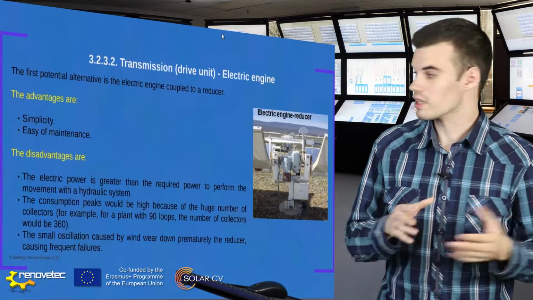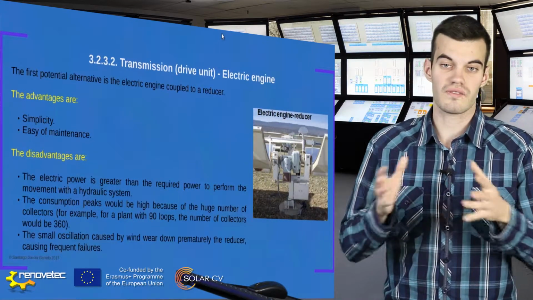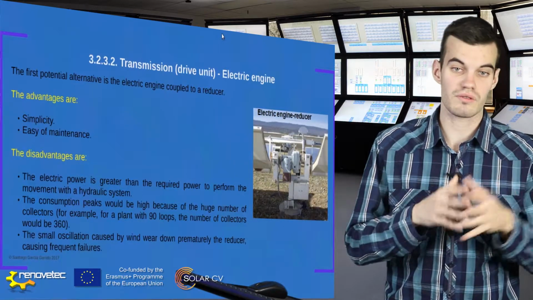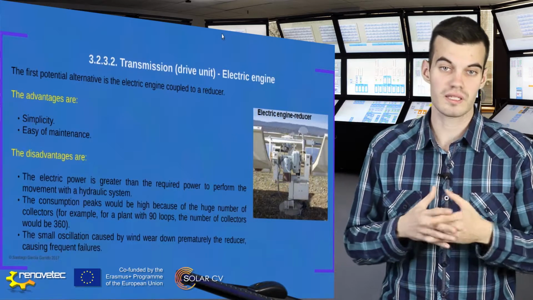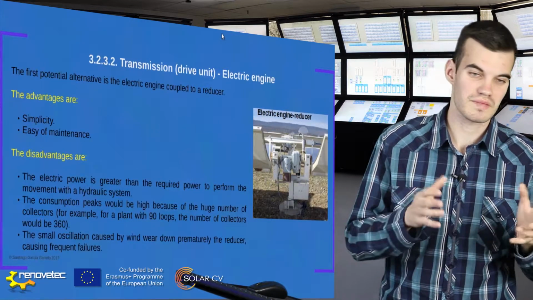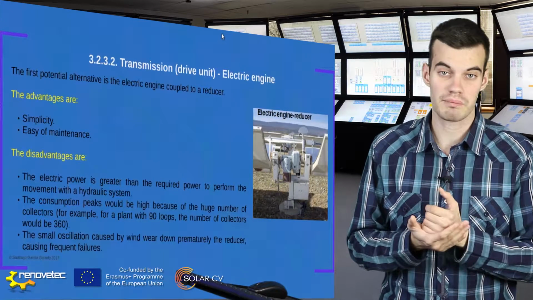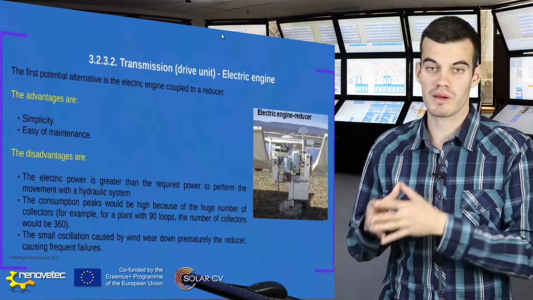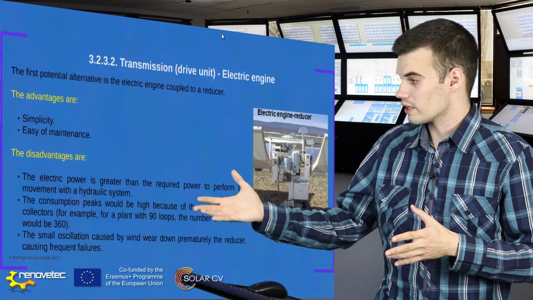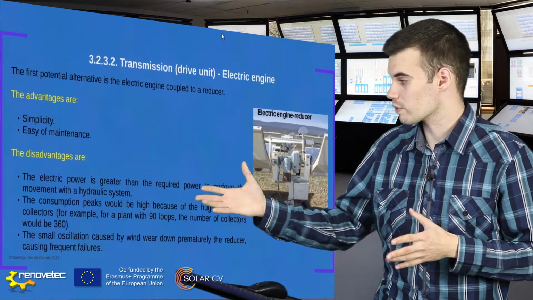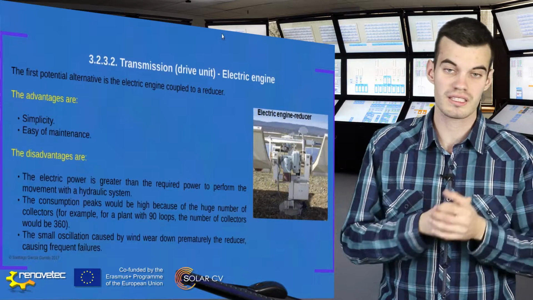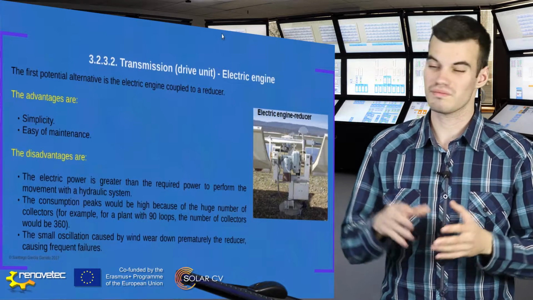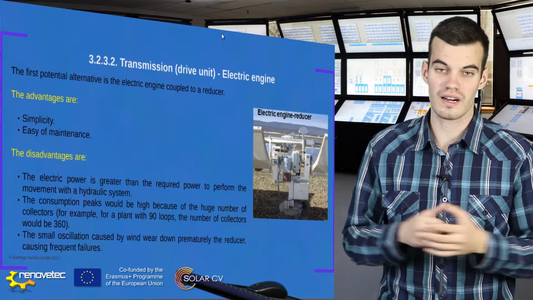The first transmission unit is the electric engine. This is a very easy mechanism, and the main advantages are that it is easy to maintain and its simplicity. However, it has some disadvantages. For example, the electric power required is bigger than the electric power required for a hydraulic system. The consumption peaks would be high because of the huge elements.